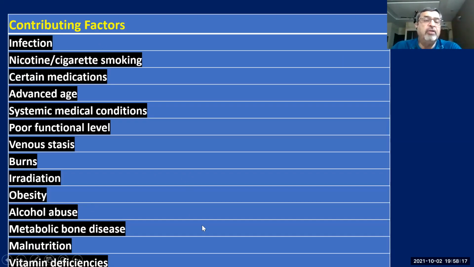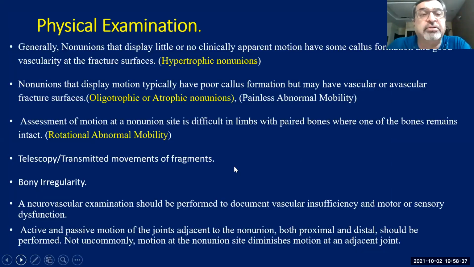Now, other contributing factors for non-union are infection, smoking, medications like phenytoin, phenobarbitones, advanced age, systemic medical condition, poor functional level, venous stasis, burns, irradiation, obesity, alcohol abuse, metabolic bone disease, malnutrition, vitamin deficiencies. Now coming on to examination.